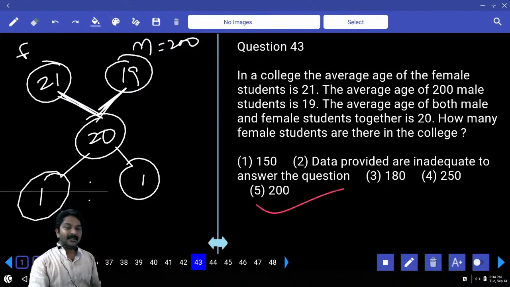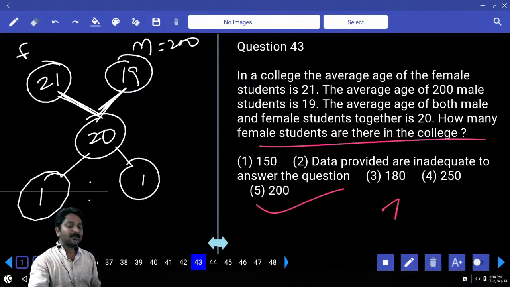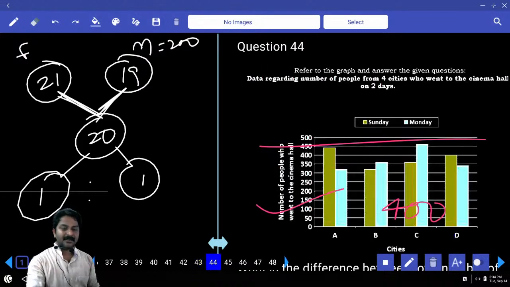And your question is how many female students are there in the college. If the question were how many students are there, then the answer would be 400. And as your question is about only females, 200 is our final answer. Is it clear? Next. Done with it?